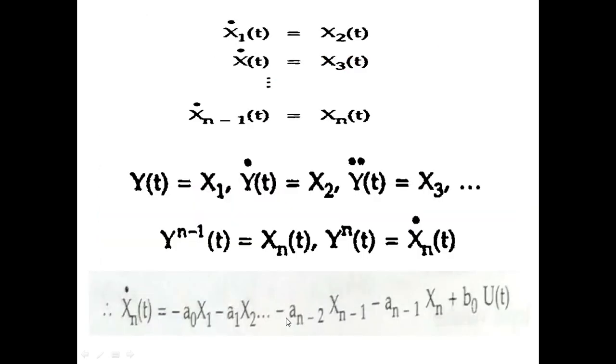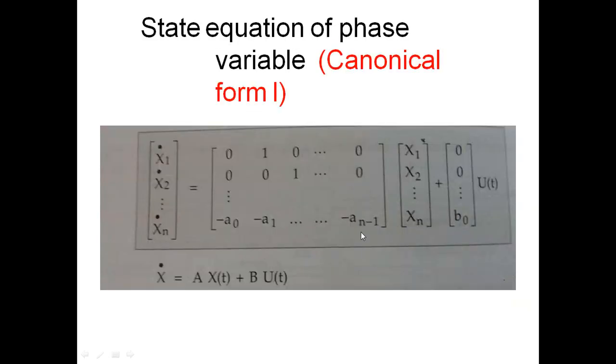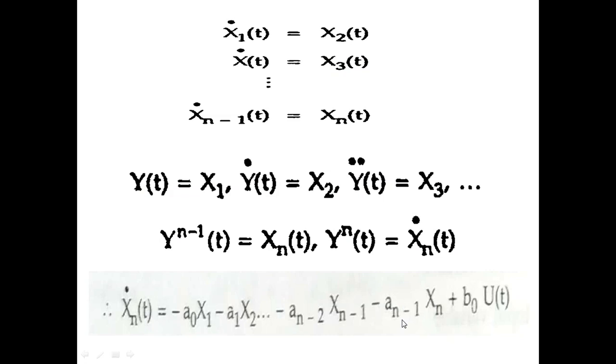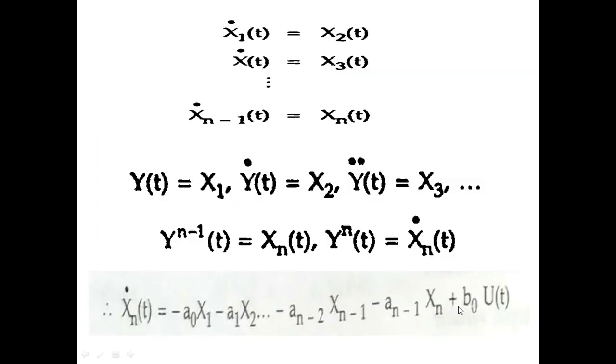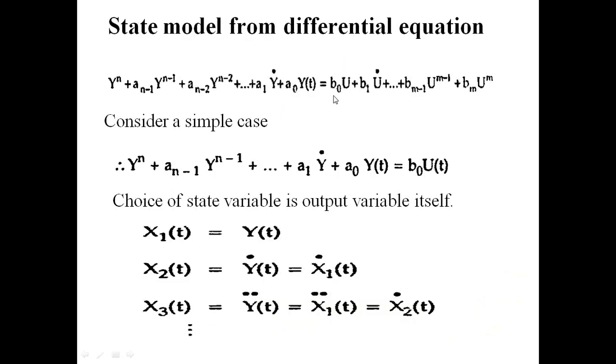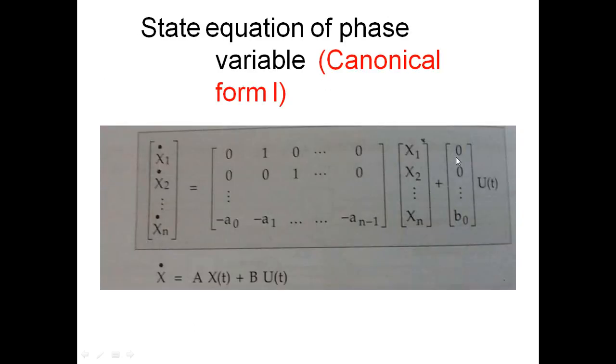So it will continue till the last term, that is an minus 1. So it completes the A matrix. It must be multiplied by x1, x2 till xn. And what about the input matrix now? Input means we have considered only one input, we don't have a derivative, right? So we don't have a derivative means all the coefficients of the inputs are 0 except the last one, that is b0. This is the state equation.